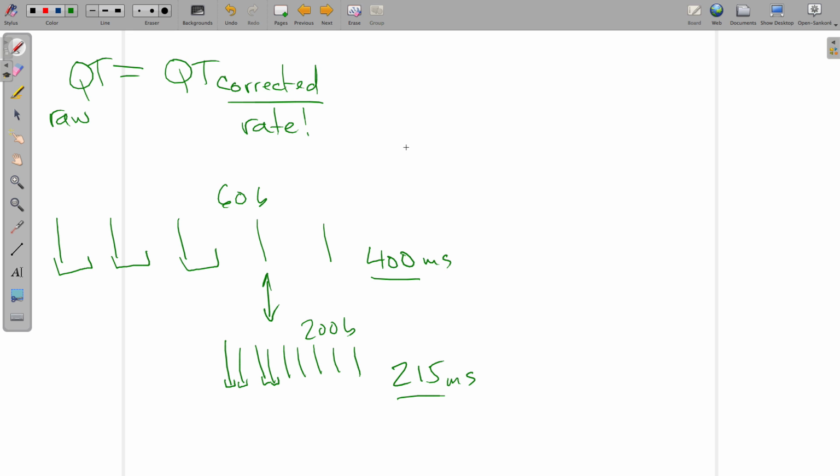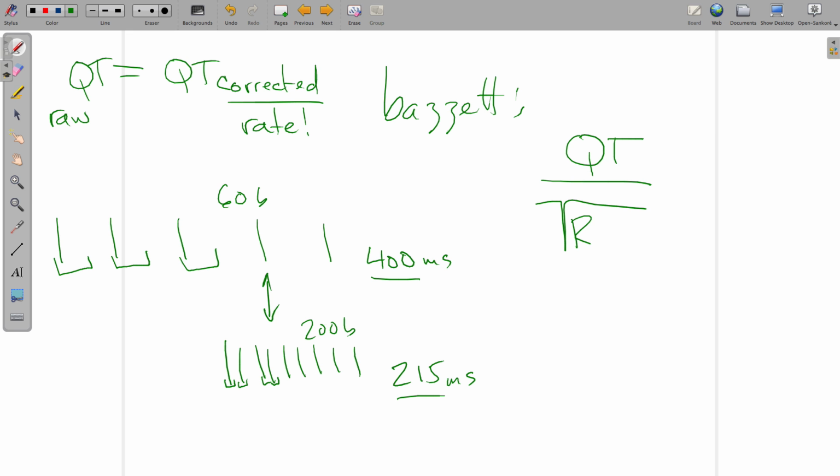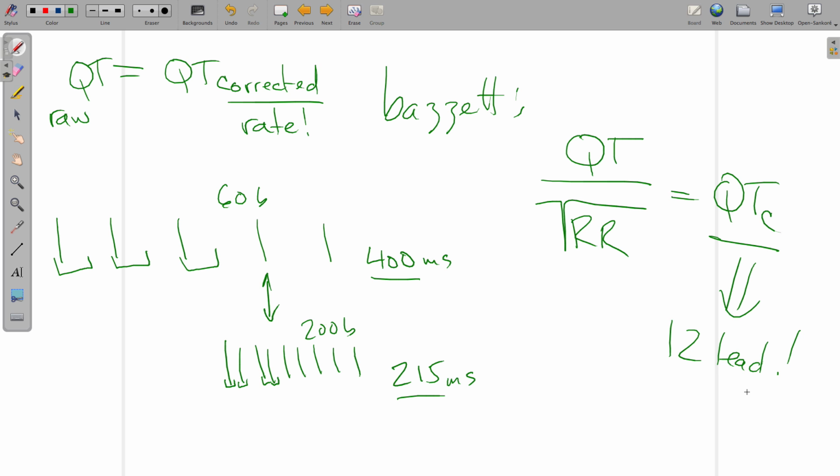Now, you don't need to know this formula. Bazett's formula is the formula that I choose to use that's most commonly used. And Bazett's formula says that if you take the QT interval that you measured, the raw QT, and you divide it by the square root of the distance between two R waves, you get the QT corrected. Now, the QT corrected is something you never need to calculate because in order for you to get the QT corrected, all you need to do is acquire a 12 lead and it will actually print the QTC for you.